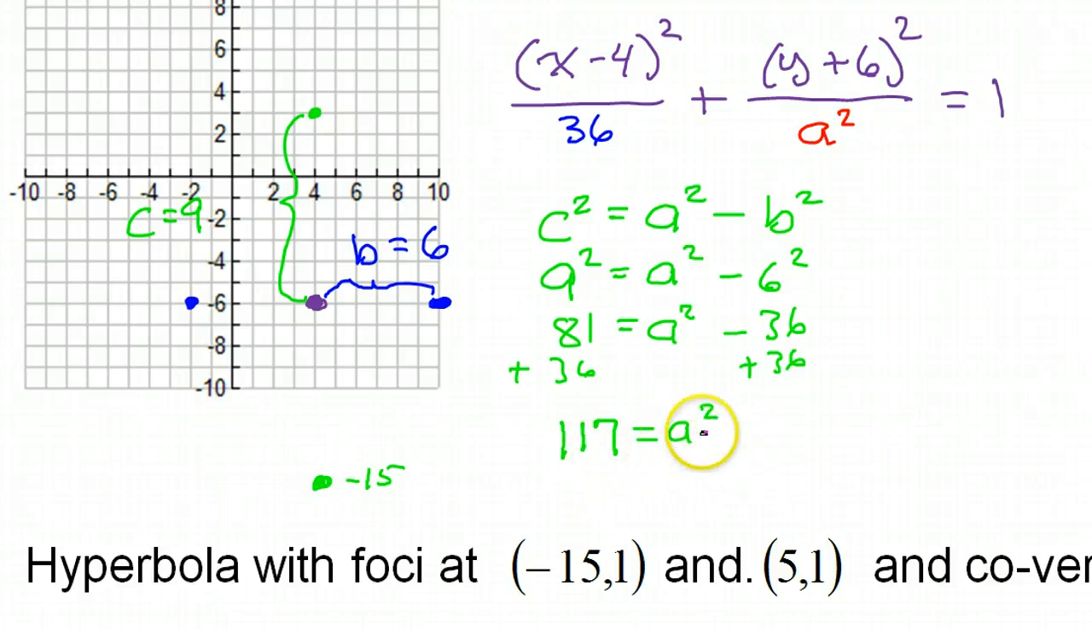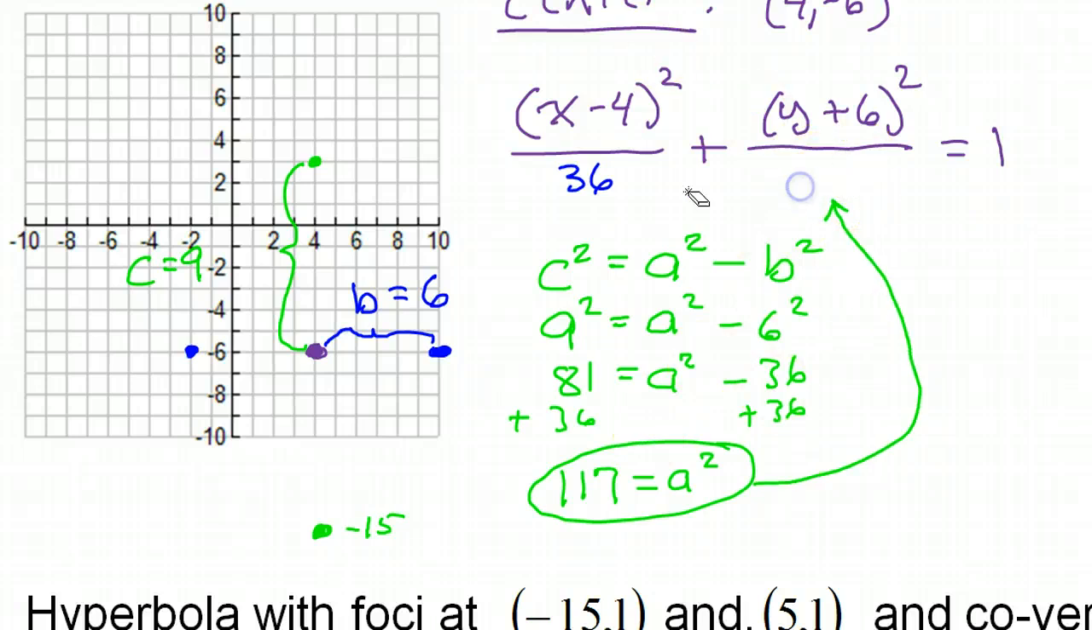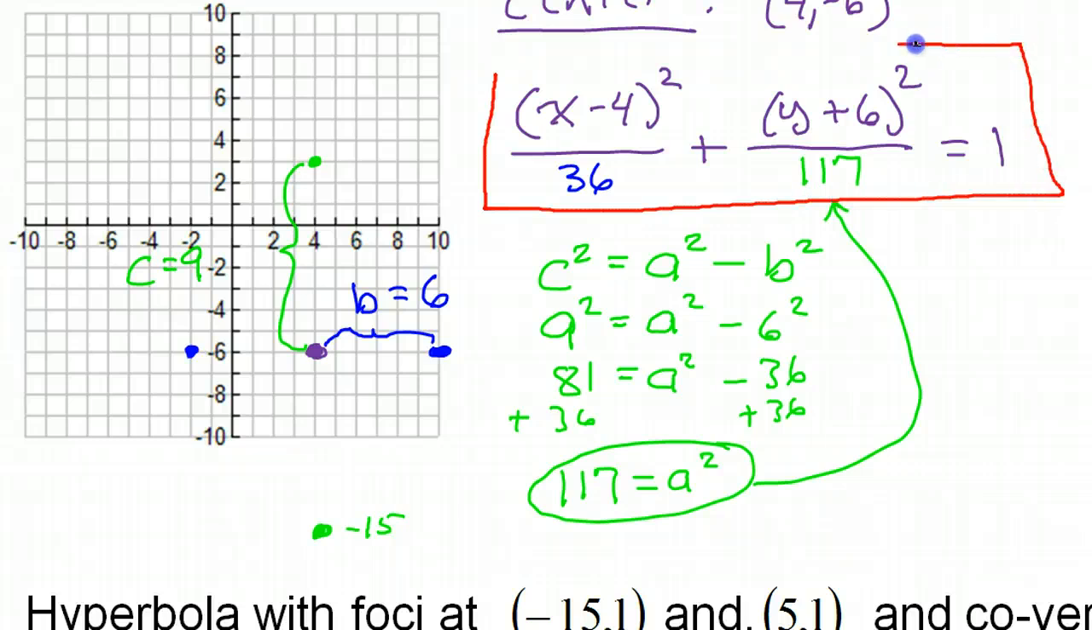Now, you're going to be tempted to take the square root of this or something, but that's not necessary. We don't even have to graph this. We just need the equation. And in the equation, we need A squared. Well, A squared is 117, so we don't need to take the square root or anything. We'll just put 117. Okay, and that is it. That's the standard form equation.